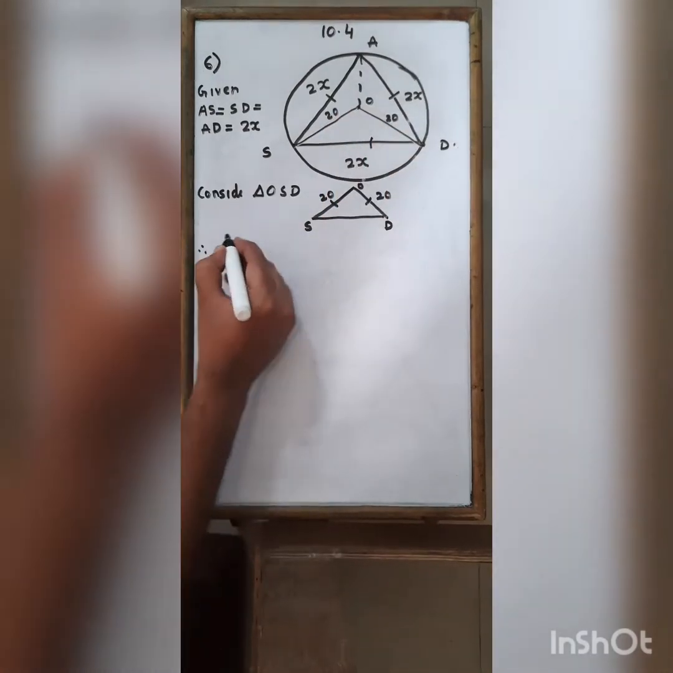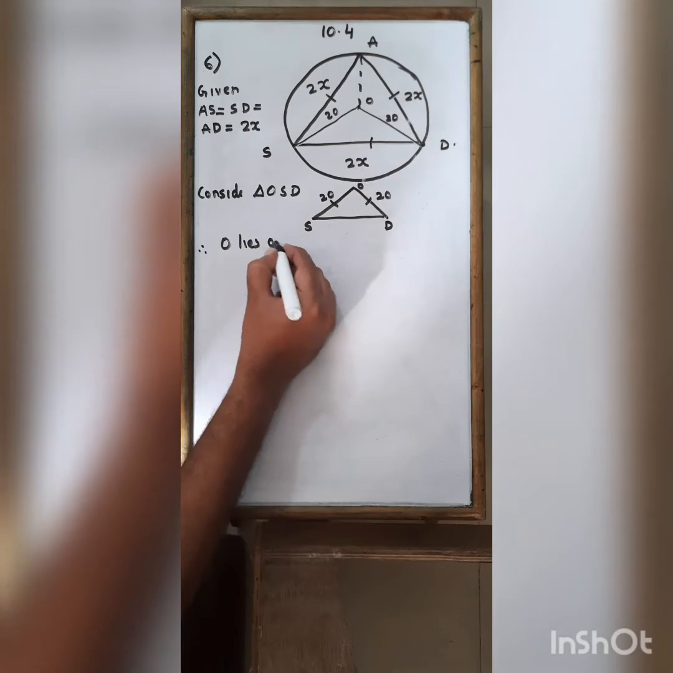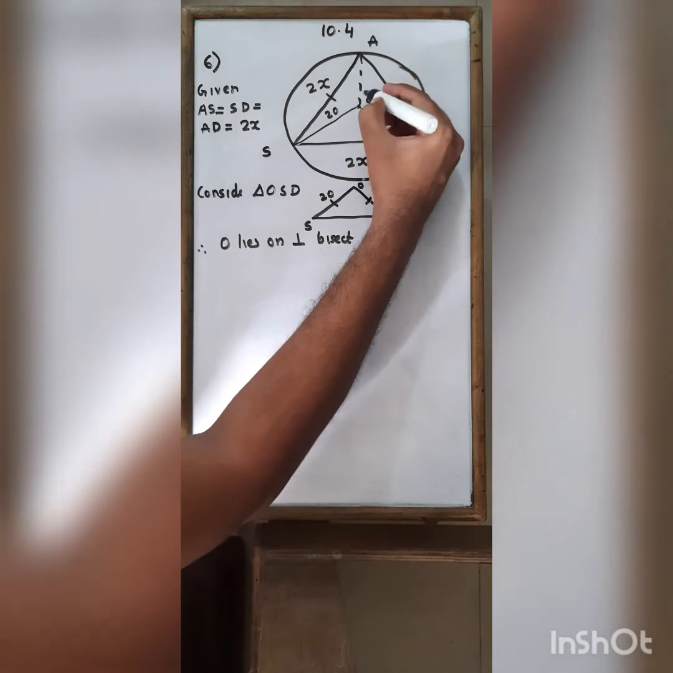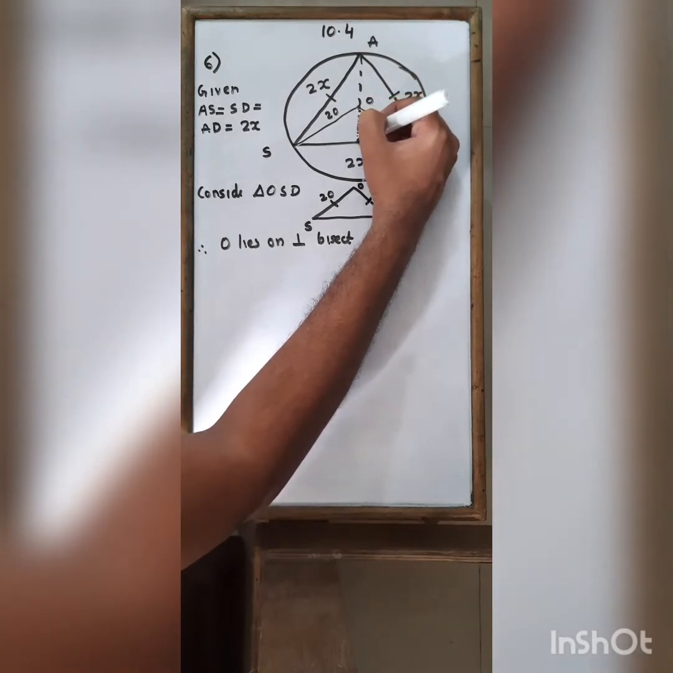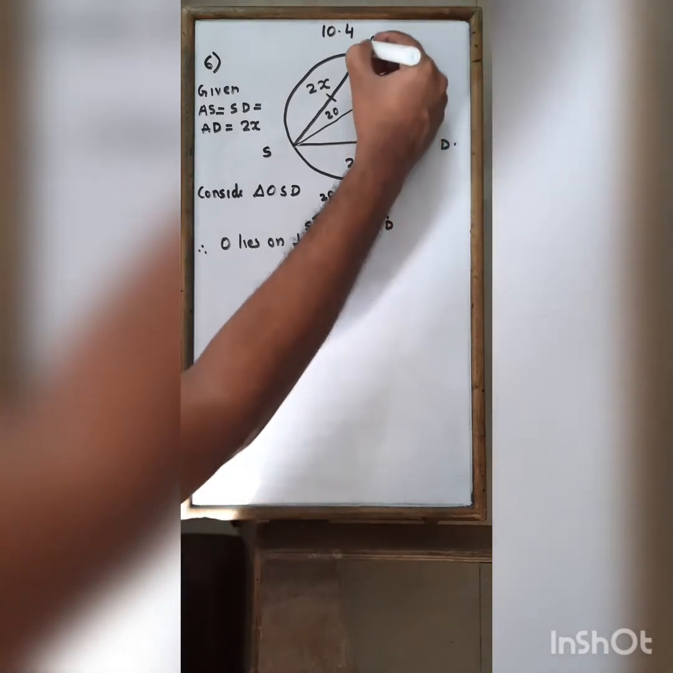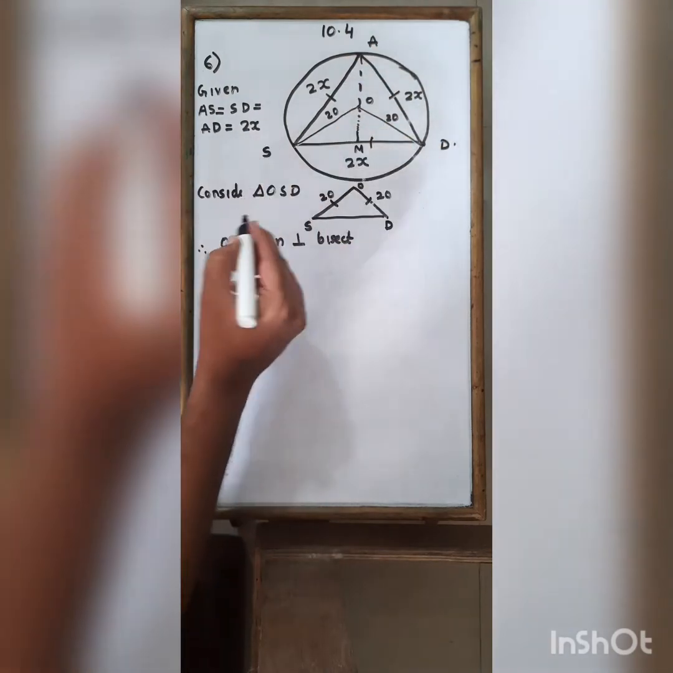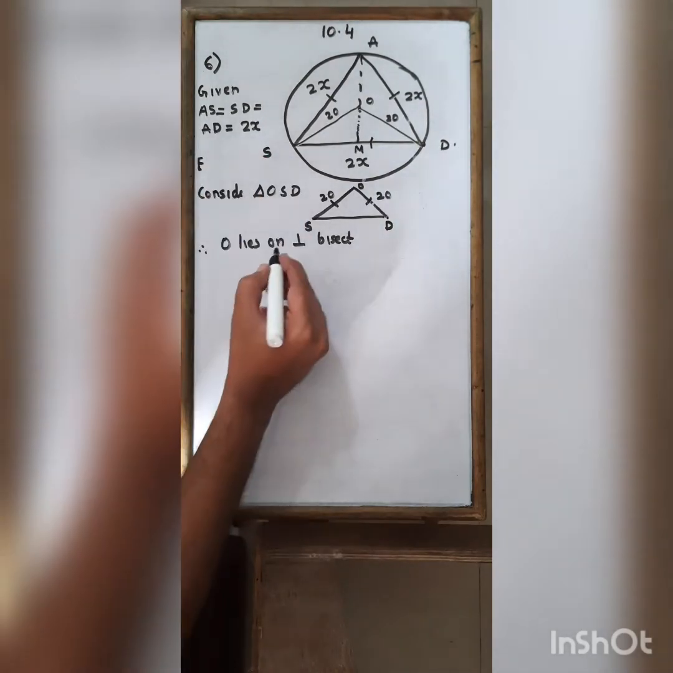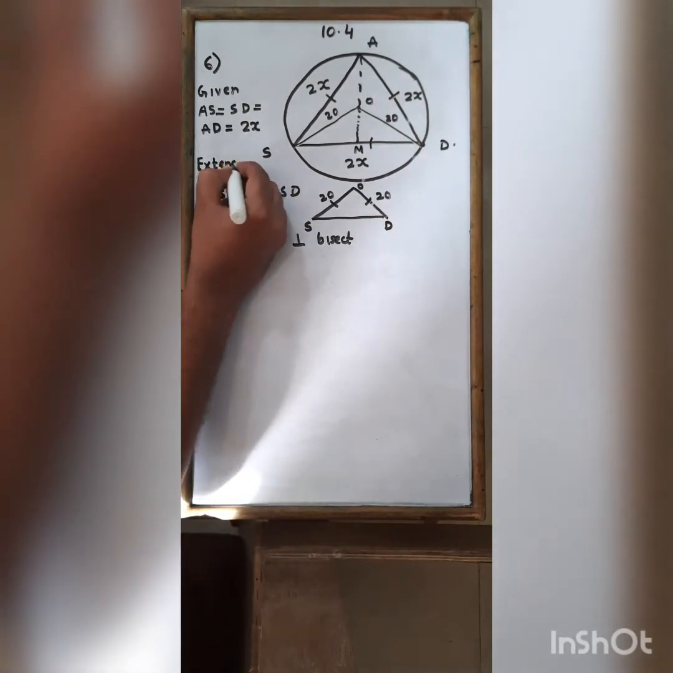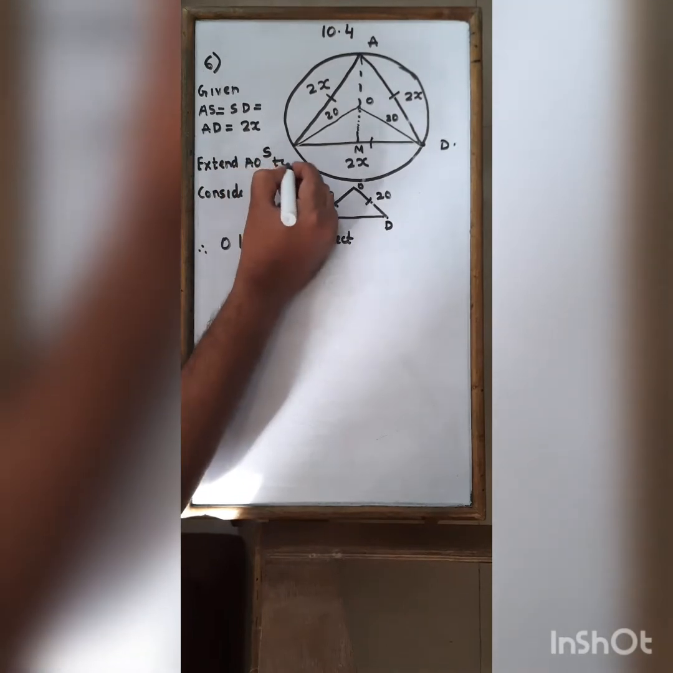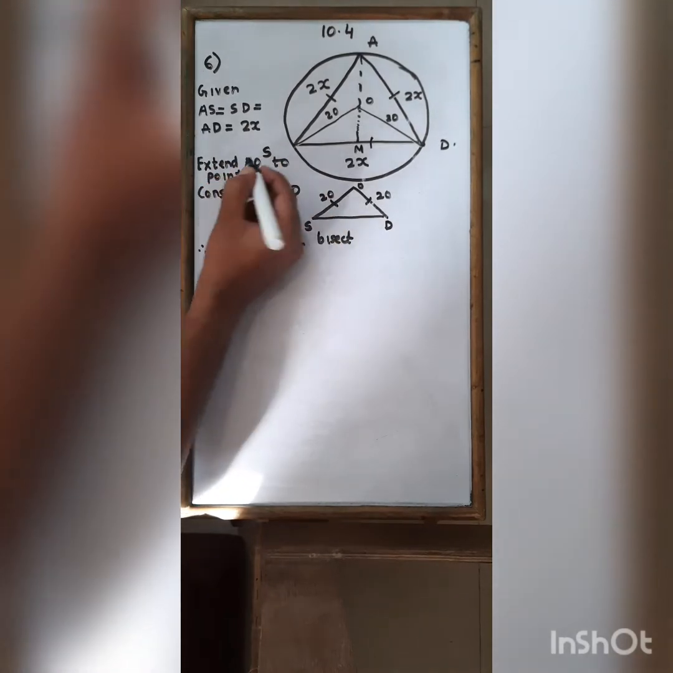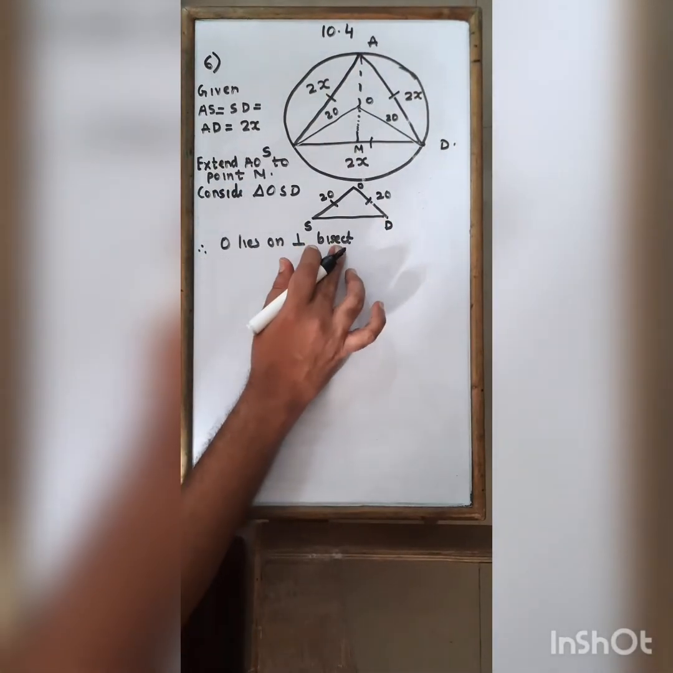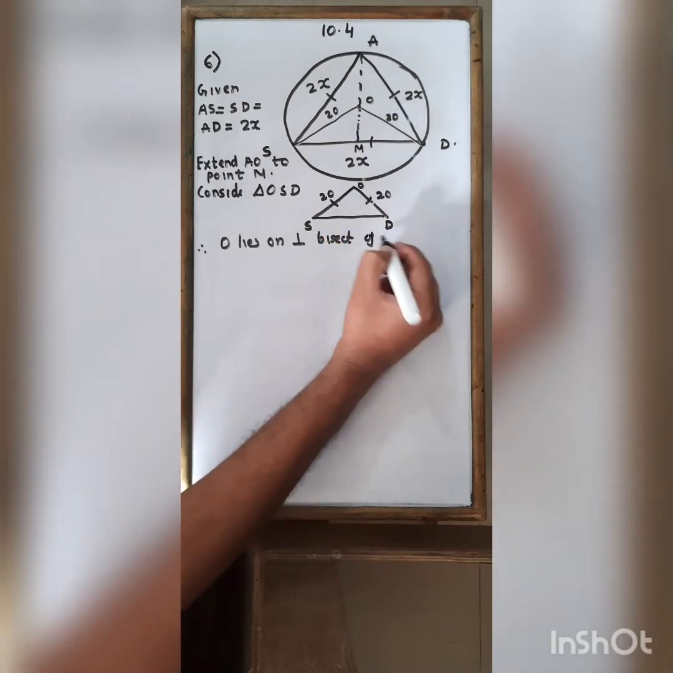So therefore can I say O lies on the perpendicular bisector. Suppose I extend this and I bring it up till this point M. I am extending AO up till point M. So I'll have one construction: extend AO to point M. Now O lies on the perpendicular bisector of SD.